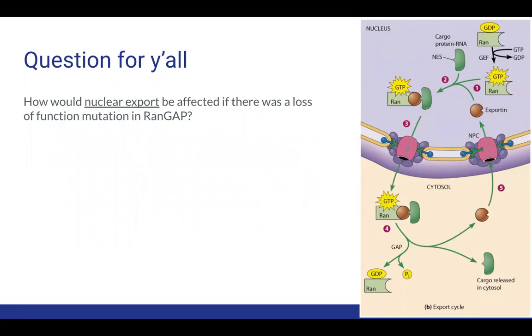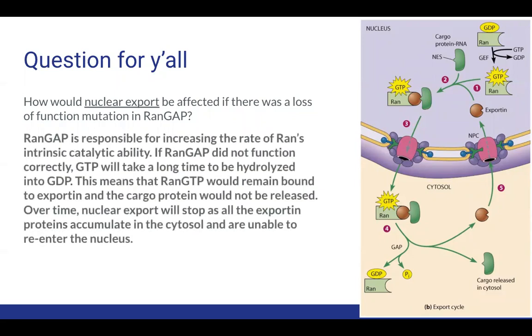Yeah, essentially. If RAN-GAP is no longer functioning, it's not going to be able to bind to RAN and increase its ability to hydrolyze GTP anymore. So RAN's going to take a very long time to hydrolyze that GTP into GDP, and it's going to stay bound in that complex at number 4 a lot longer than it normally would. Therefore, over time, nuclear export would stop because exportin will start to accumulate in the cytosol and not be able to re-enter the nucleus to continue its process.